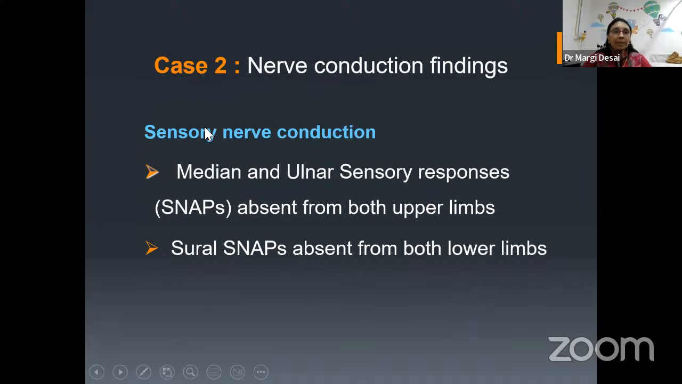So what about the sensory nerve conduction? His median and ulnar sensory responses were absent from both upper limbs. So he did not have any sensory complaints, no tingling or numbness, but his median and ulnar sensory responses were absent. In the lower limbs also, sural sensory responses were bilaterally absent.